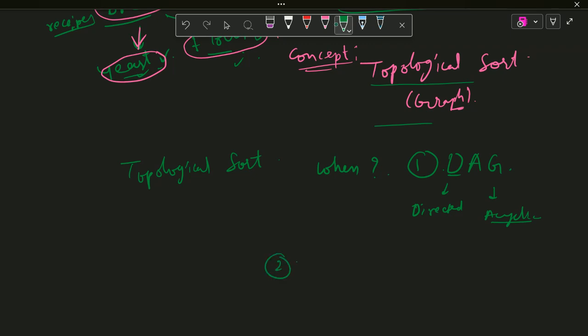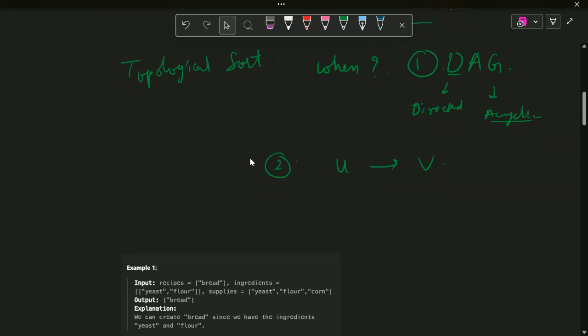And when you have to find dependency, that is, U is depending on V. That means for completion of work U, it is depending on work V. Let us take an example of how these dependencies work.